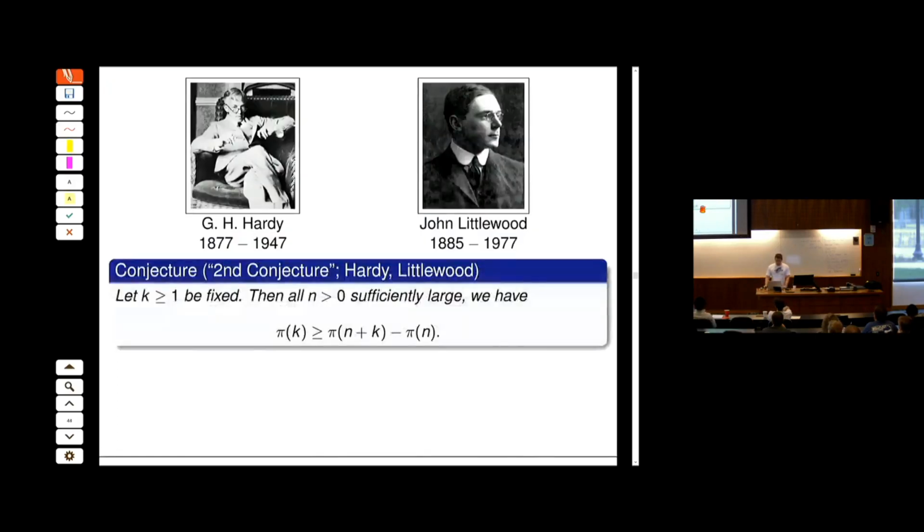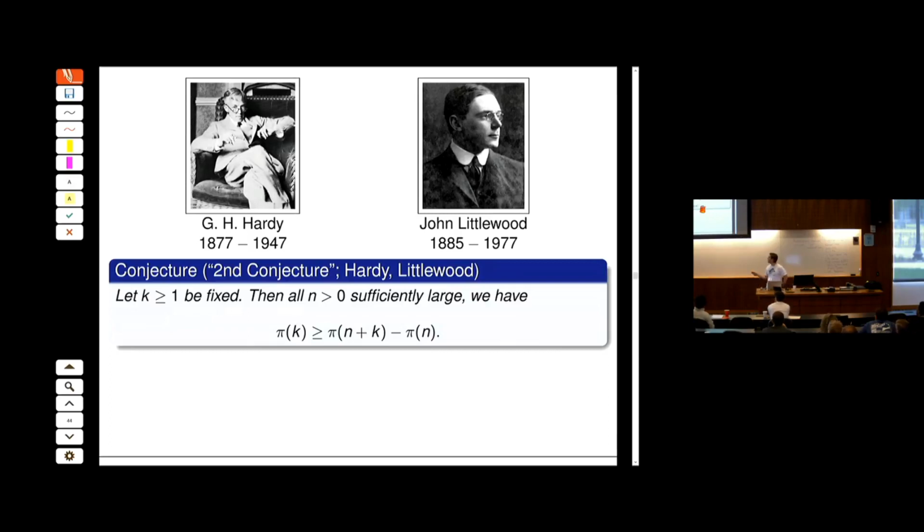Okay. Hardy and Littlewood stated a number of conjectures. Another conjecture that they stated is the following. This is called Hardy and Littlewood's second conjecture. For all n sufficiently large, if you fix a k, then pi of k should be bigger or equal to pi of n plus k minus pi of n.